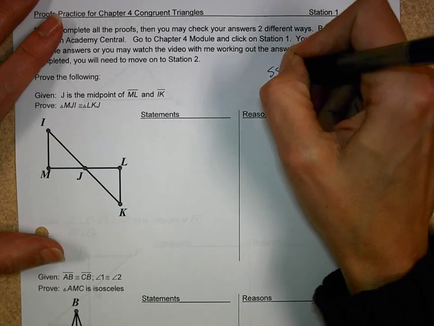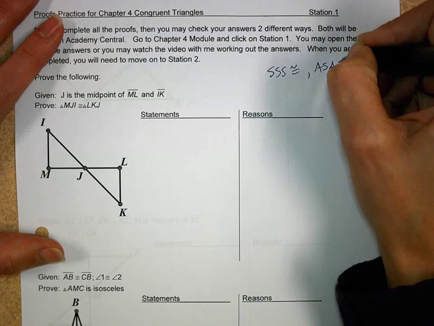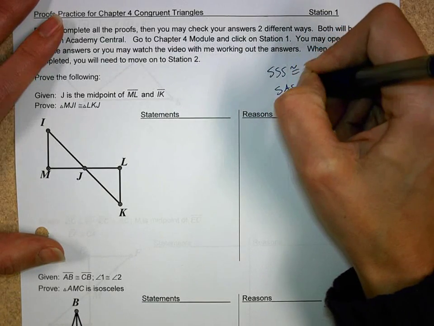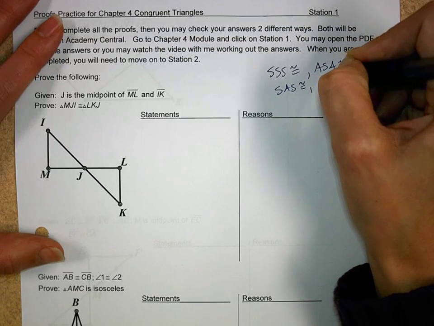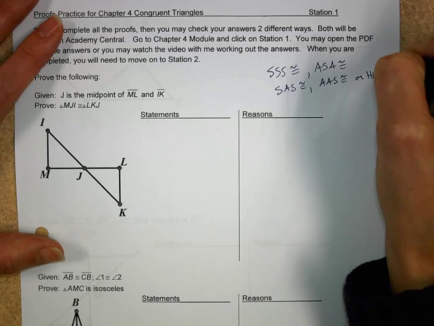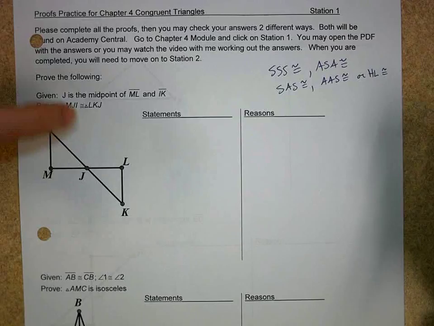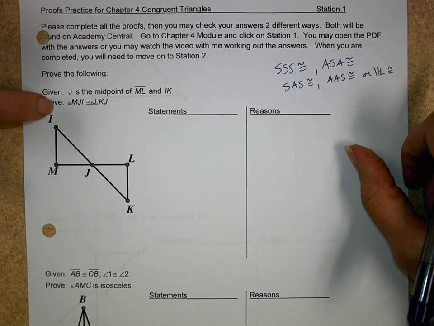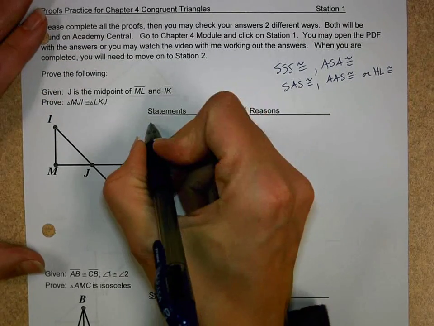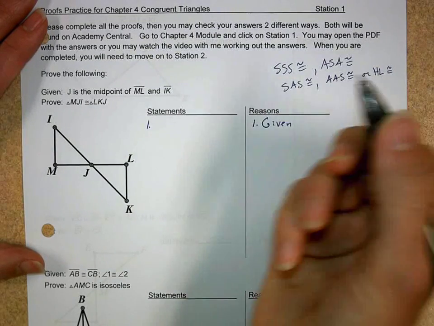We know we're going to use side, side, side congruence, angle, side, angle congruence, or side, angle, side congruence, angle, angle, side congruence, or hypotenuse, leg congruence. So we want to make sure that we use one of those so that we know it's going to be one of our reasons for this. So we start with what we always do, we start with our given. And we always make sure we mark it in our diagram as well.